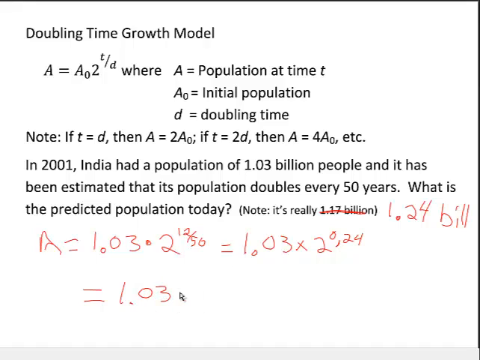1.03 times 1.18, and finally multiplying those two numbers gives you 1.22 billion people. Okay, again, my dots are giving me trouble, but that's not too far off, right? So that means our estimate of 50 years for a doubling time isn't too bad.